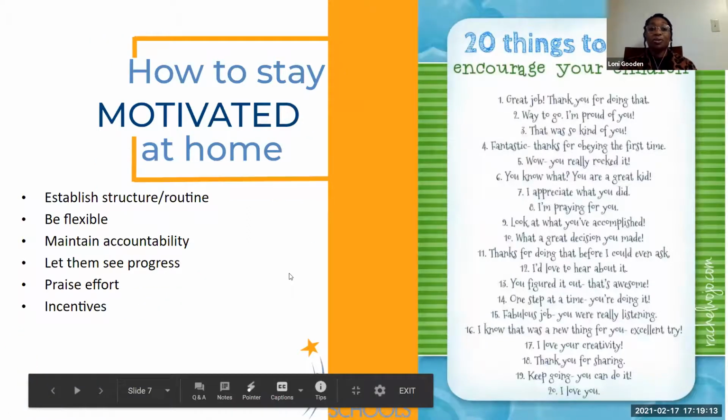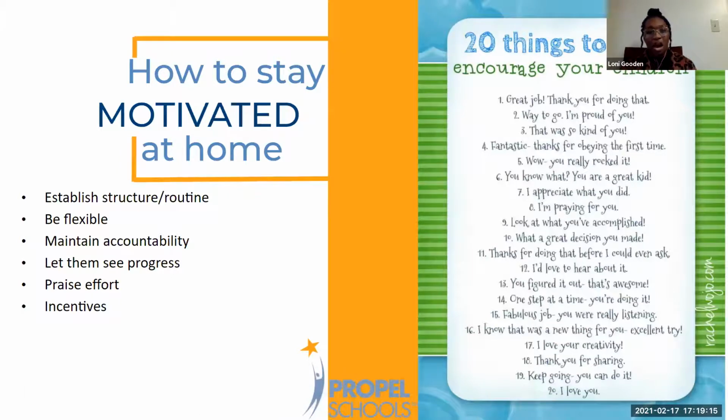So, how to stay motivated at home. And this could go for adults and for children, but going back to the importance of establishing structure and routine. Again, when kids come to school, they know their structure, they know what time they go to lunch, they know what time recess is, and when they have breaks and such. So it's really important to keep that up at home. And whenever we get back to school and it's regular, school normal, they'll be used to having a schedule. It won't be like starting over for them.